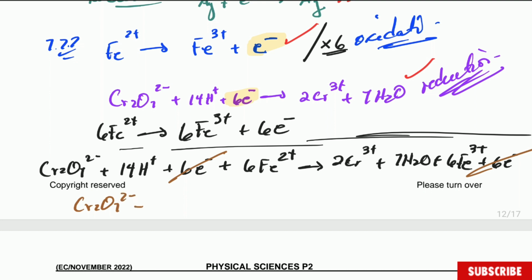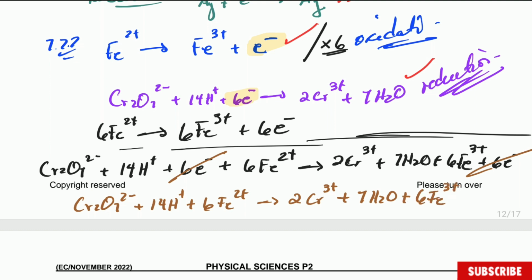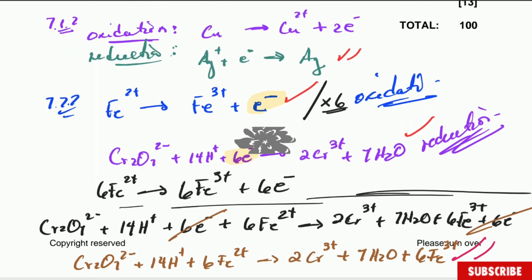Cr2O7 2- plus 14H+ plus 6 Fe2+, one arrow, 2Cr3+ plus 7H2O plus 6 Fe3+. The order in which you write in those different pieces is not really a big problem. And then this last equation will give you 2 marks. Guys, this is the end of the question.